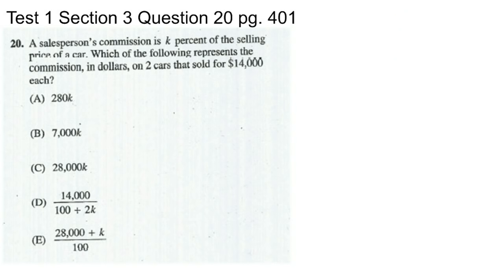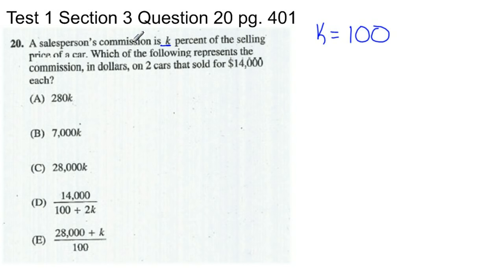This is where using the simple substitution strategy can make this very, very easy. So instead of having K% of the selling price of a car, we're going to choose a value for K. And I recommend either choosing 100 or 50%, or if you're good, you can use 10% as well. But for simplicity's sake, why don't we choose 100? Let's say that K equals 100.